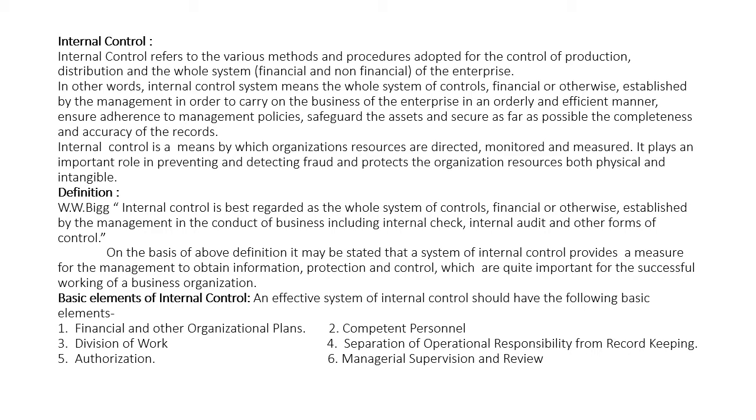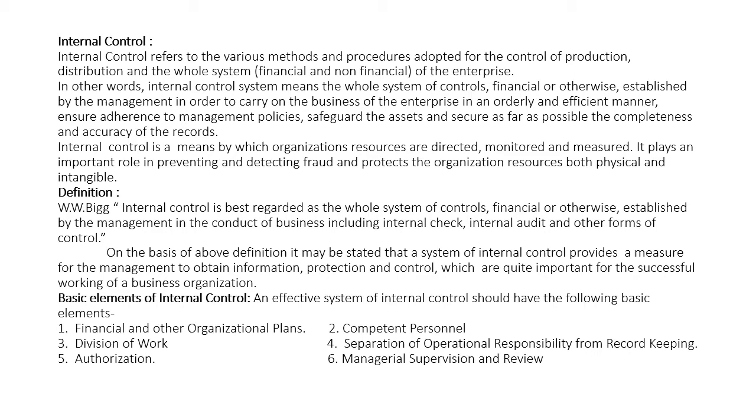Second is competent personnel. The success of the organization ultimately depends on the people who are working in it, and thereby the necessity of internal control is that the persons working in the organization should be competent in their work. Next is division of work. For establishing control over the employees, proper division of work should be there, and if division of work is properly made, then it is possible for the people in the organization to do the work and control is established.